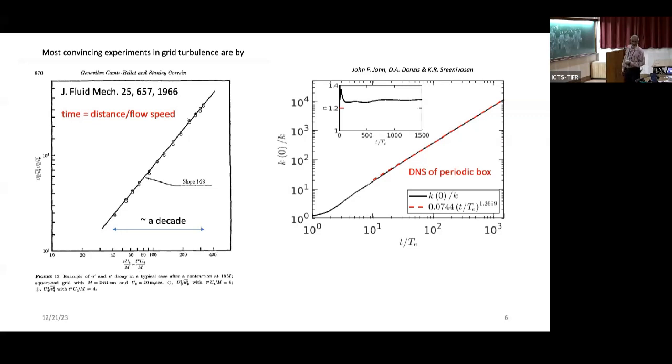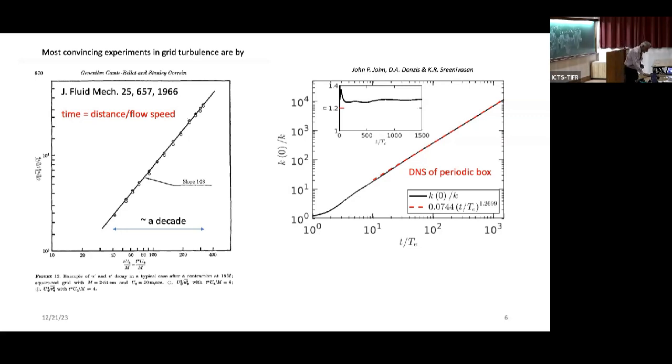This is the number. Could put four digits. Why not? And actually, that is the local slope of this line, and it is fairly flat over distances. Now that would be impossible to do in a wind tunnel, by the way.